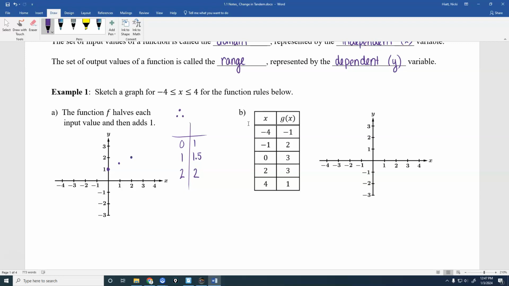Now, I could continue with this and just use the table to help me graph this here. But another thing I could do is write a function rule for this. I could do f of x equals here. So if my rule is that I'm taking half of the input value and then I'm adding 1, who could tell me what that would look like in an equation?